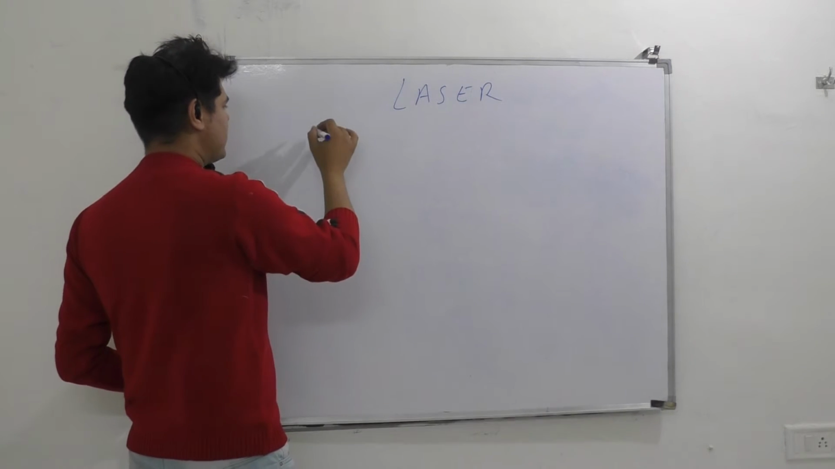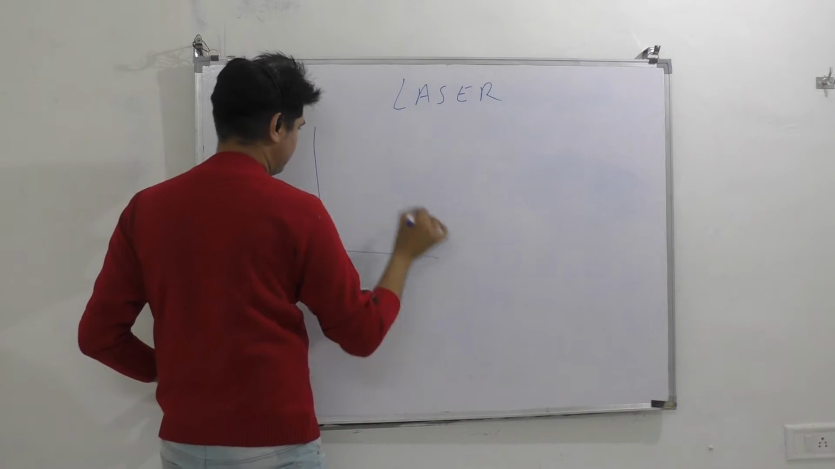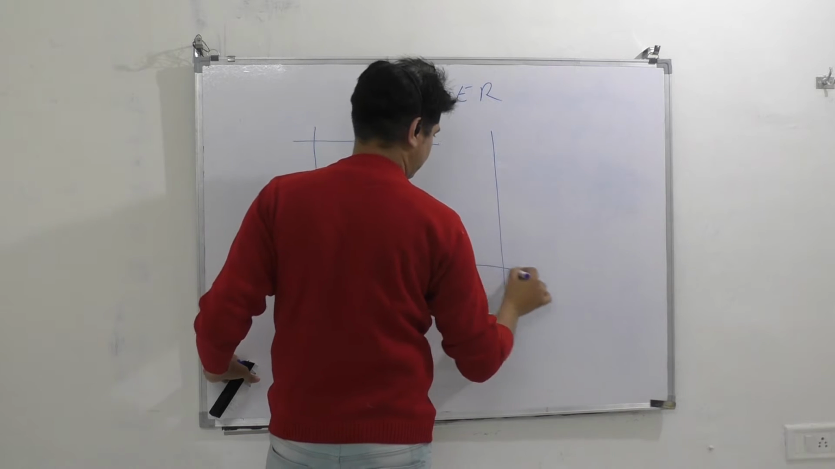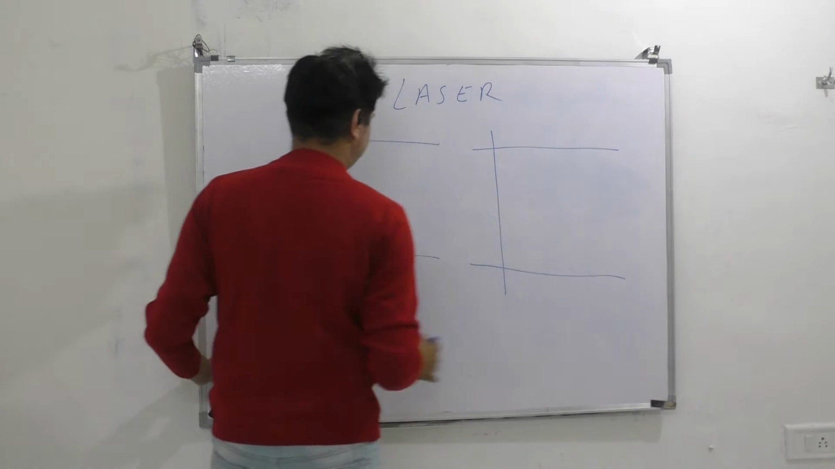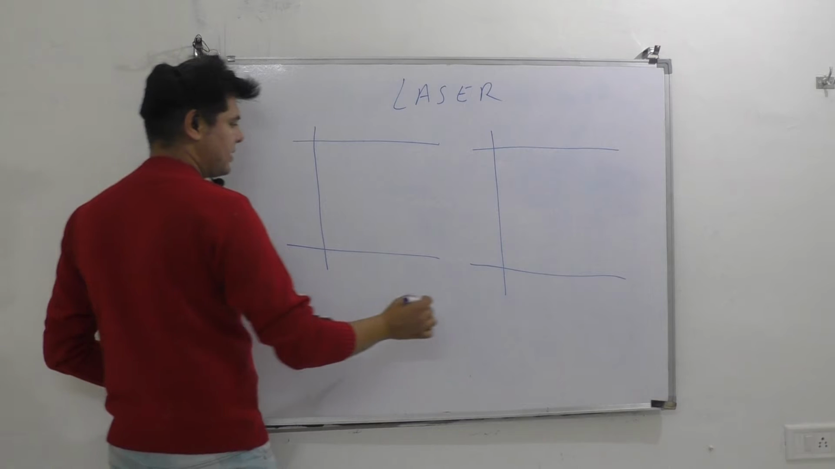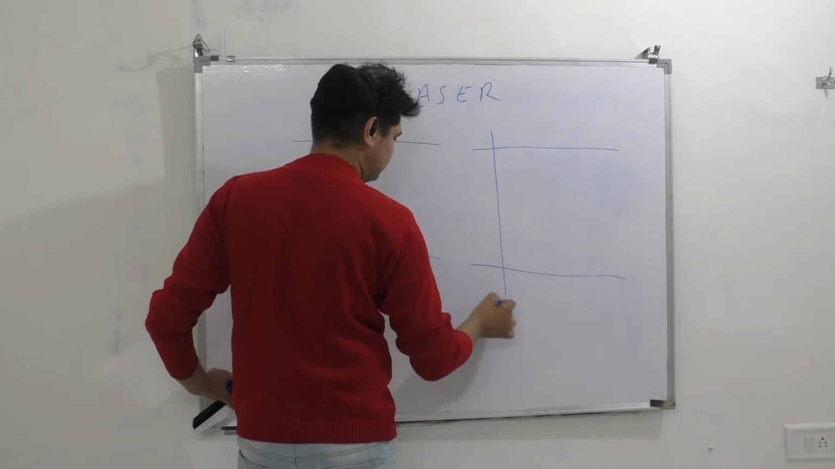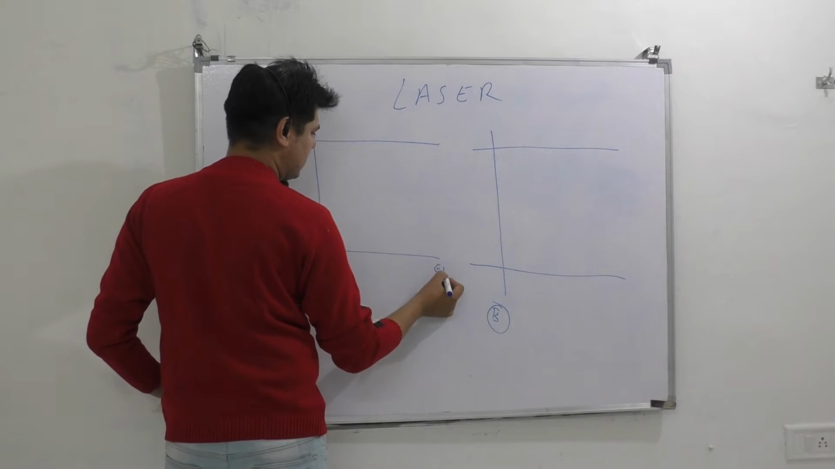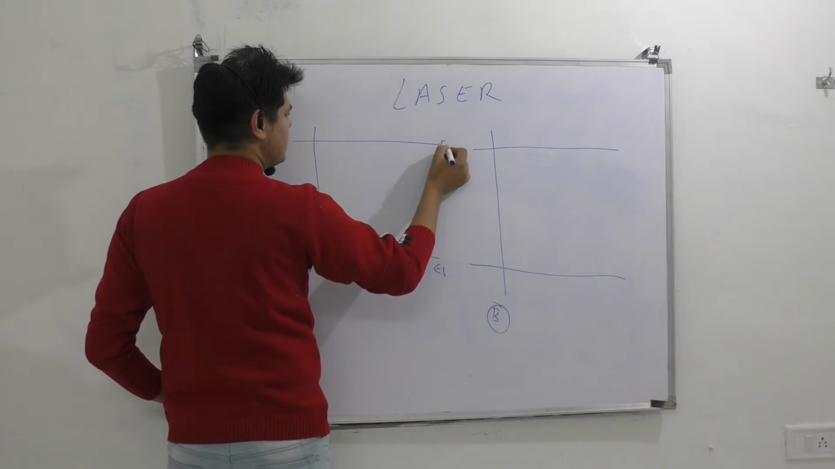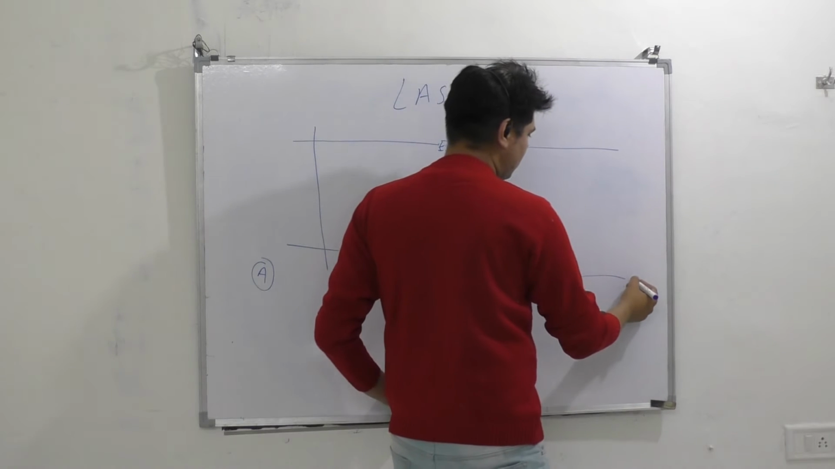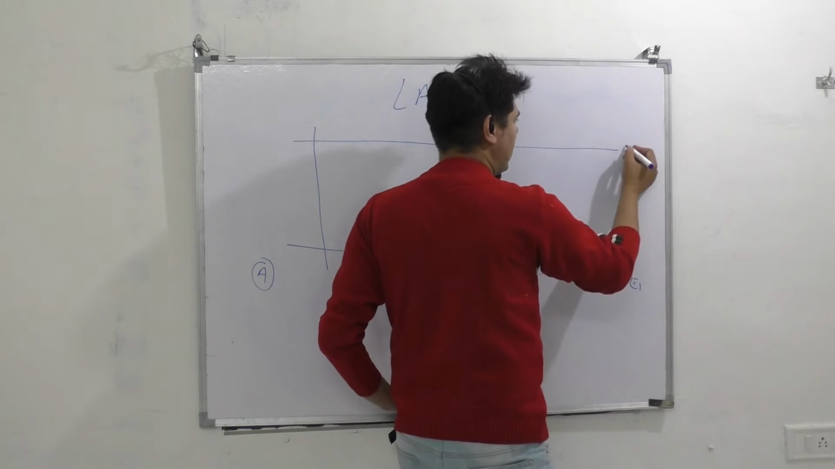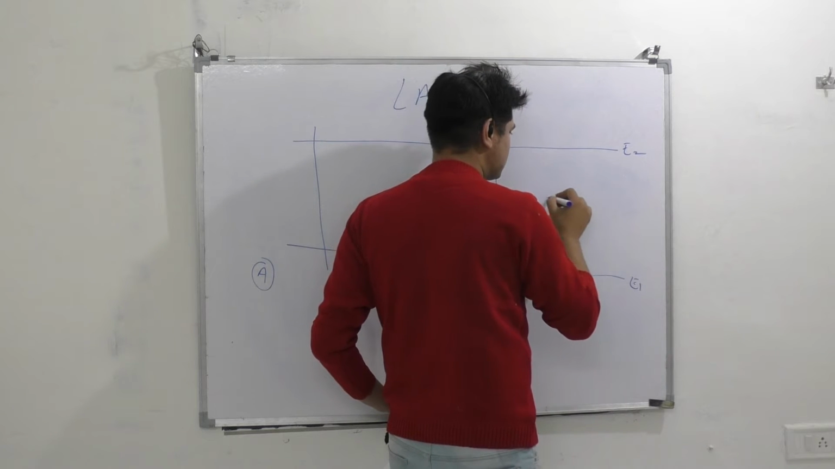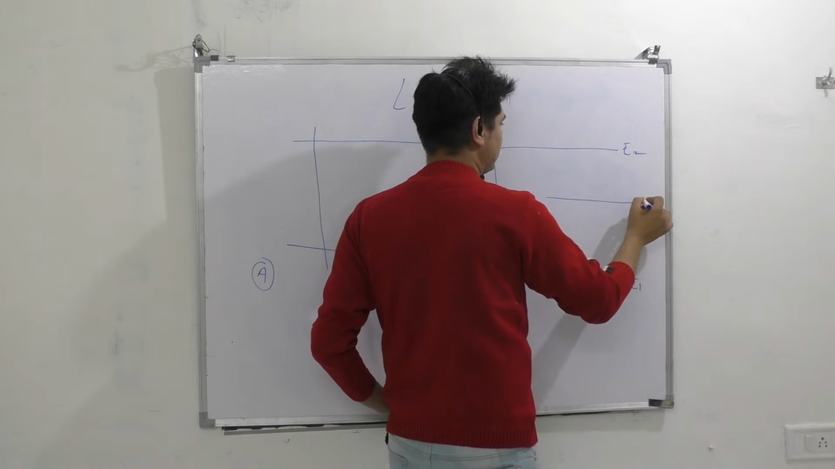So again I'm making a diagram. This is diagram A, this is diagram B. This is the ground state E1, this is another state E2. Same, it is the lower energy state E1 and the high energy state E2, and there is an intermediate state which is called E3.